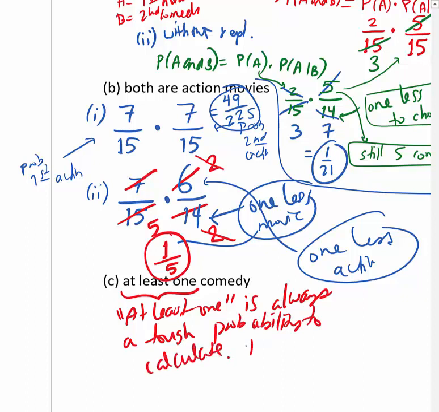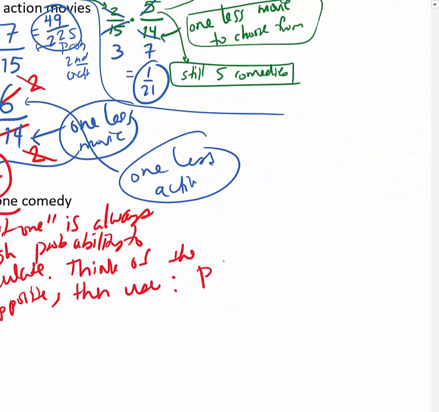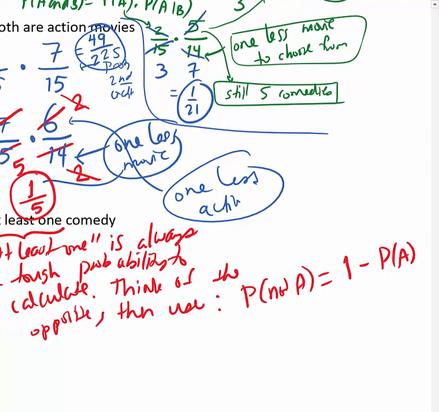So what we do is we think of the opposite instead. Then we'll use that formula. What was it? It was like if you know one probability, the probability of that not happening is 1 minus the probability of it happening. So that's what we'll do. So that's kind of why that formula is useful.